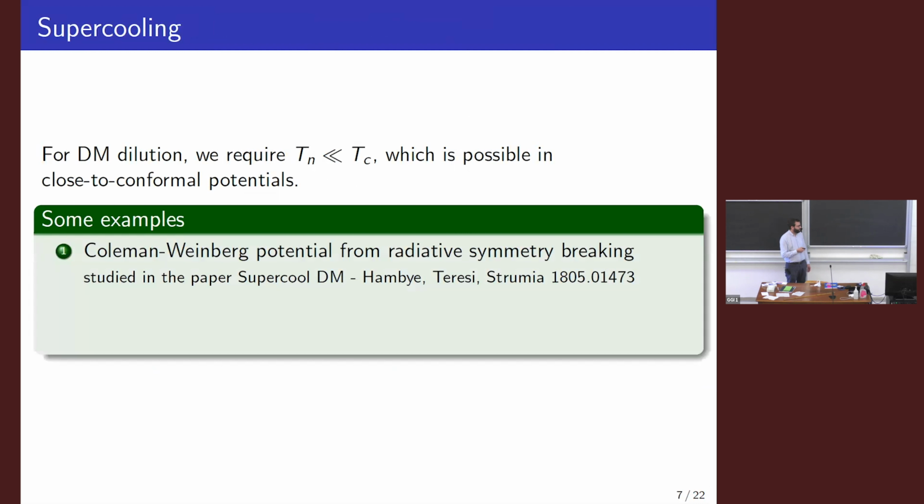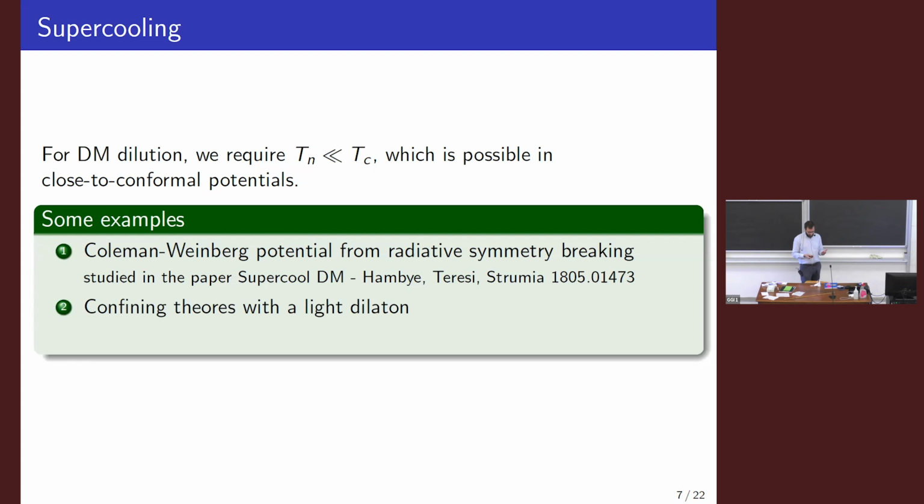One example would be the Coleman-Weinberg potential coming from radiative symmetry breaking. And actually, this was studied in the context of diluting dark matter in a paper called Supercooled Dark Matter by Thomas, Ambrosio and Strumia in 2018. So this is sort of the launching off point for our work.